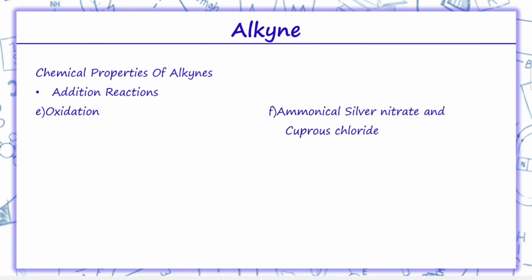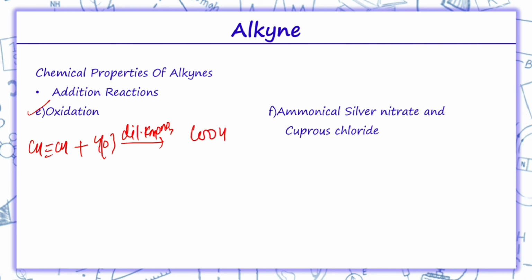Now coming to the next type of reaction, that is oxidation. If we are oxidizing an alkyne with dilute KMnO4, which is a strong oxidizing agent and is also known as Baeyer's reagent, we get acid, that is COOH COOH, which is known as oxalic acid.